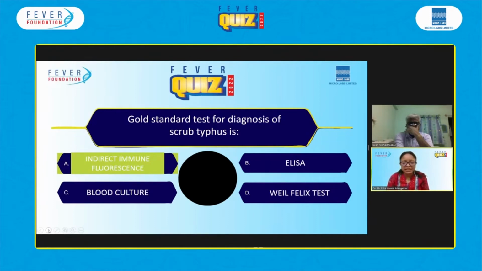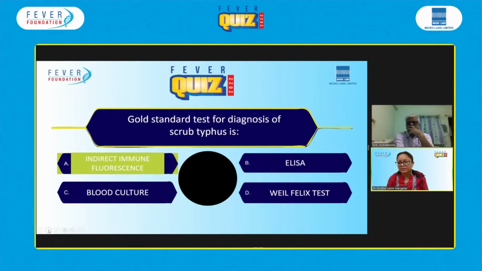Scrub typhus, as I told, is also known as bush typhus. Mainly the patient presents to us with fever, body ache, rashes sometimes, and a specific lesion is present, known as eschar. So if it is present, the diagnosis of scrub typhus is almost confirmed. But it is not always seen, so if it is not, or otherwise also, we have to go for these investigational tests.